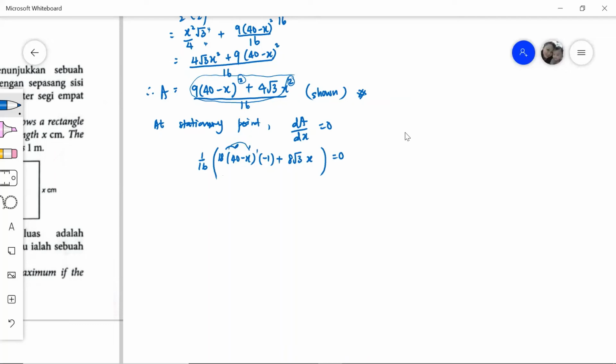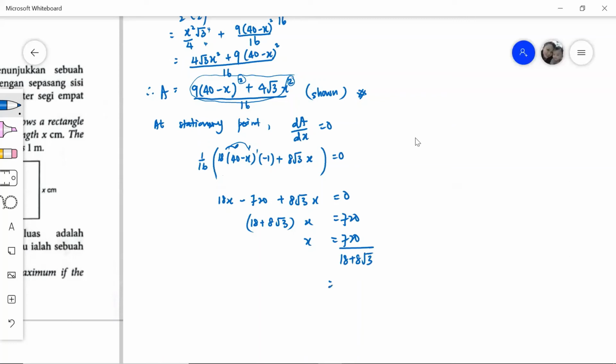Okay, so we have 18x and then minus 720 and plus 8 sin 3 of x equals to 0. Okay, the 1 over 16 we bring to the other side. So 0 times 16 is 0. So over here, let's combine the coefficient for x. So we have 18 plus 8 sin 3 of x equals to 720. X equals to 720 divided by 18 plus 8 sin 3.